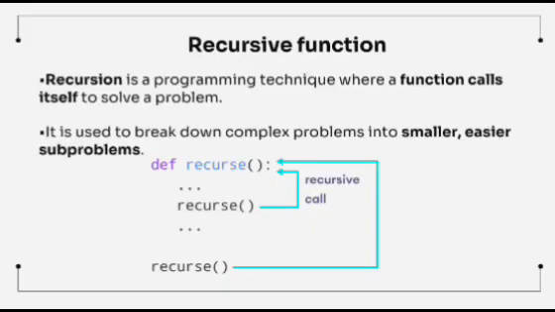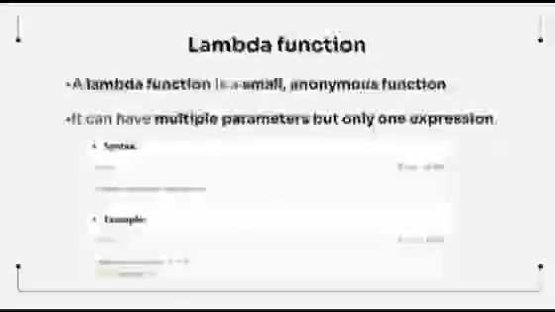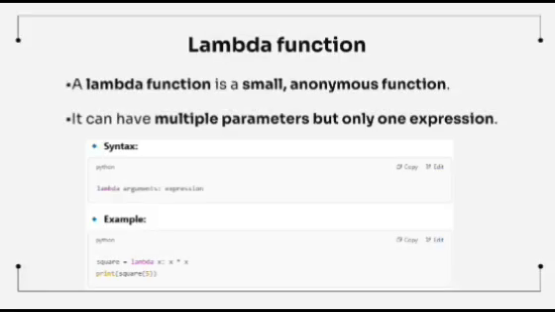Recursive function. Recursion is a programming technique where a function calls itself to solve a problem. It is used to break down complex problems into smaller, easier subproblems. Are you confused here? If you have any confusion, you can ask in the comment section. Lambda is used as an anonymous function. It can have multiple parameters but only one expression. Here the parameters are x square plus x square into 1.